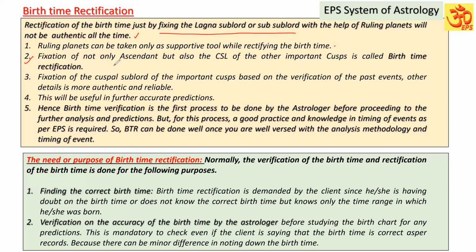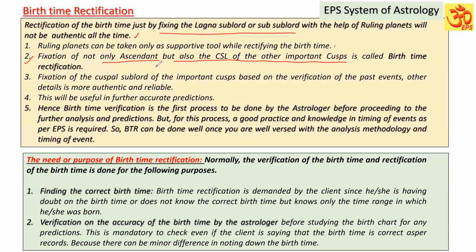Fixation of not only the ascendant but also the cuspal sublord of other important cusps is called birth time rectification. Not just fixing the Lagna is called birth time rectification, but most of the people are taking the Lagna, fixing the Lagna sublord or Lagna subsublord to the transit ruling planets, Moon rulers connected to the Lagna rulers. They think that that is the birth time rectification. No, that is not the authentic one.